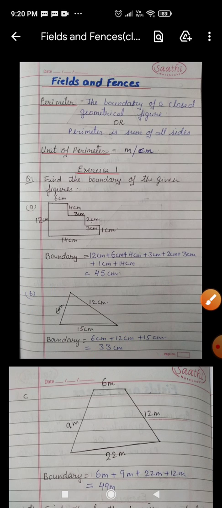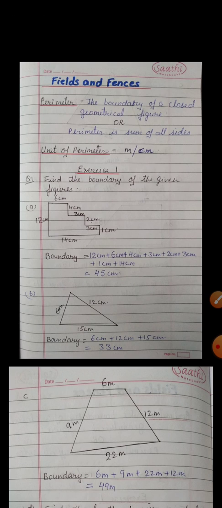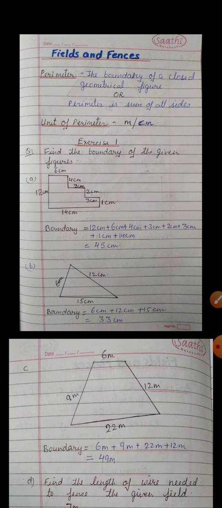Now if you see the last picture, this is also a closed figure, but it has 4 sides and all 4 sides are of different length. So to get the boundary you will add all 4 sides together and finally calculate the answer, that will be 49 meter.